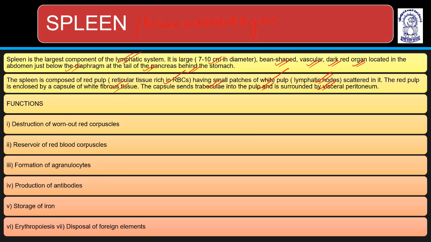Now functions of spleen. First is the destruction of worn out red blood cells. The spleen is also known as graveyard of RBC. It is a reservoir of red blood corpuscles. Okay, it helps in the formation of agranulocytes.